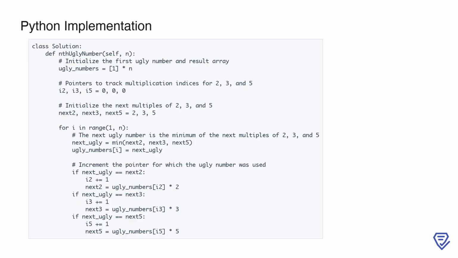At every step, we calculate the next ugly number by taking the minimum value among next_2, next_3, and next_5. This ensures that we are always adding the smallest possible ugly number to the array. After determining the next ugly number, we store it in the current position of ugly_numbers. Then, we check which pointer was responsible for that number and increment it to move to the next multiple. For example, if the next ugly number came from next_2, we increment i2 and update next_2 to the next multiple of 2 using the updated pointer. Similarly, we handle the cases for next_3 and next_5.